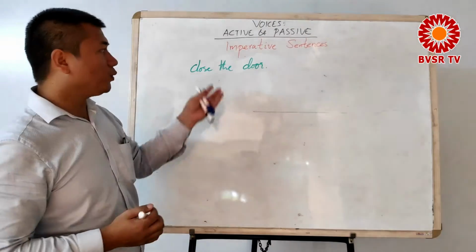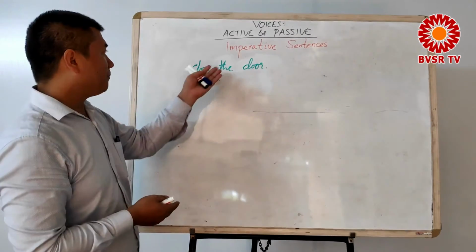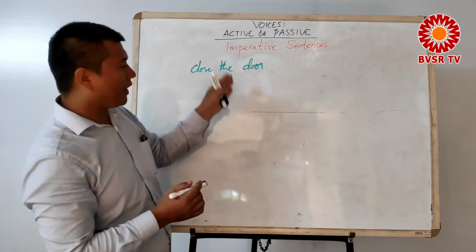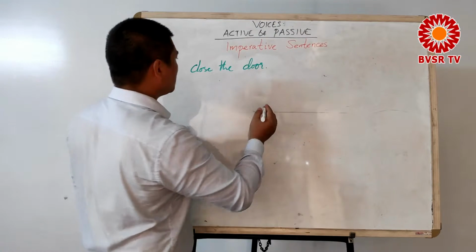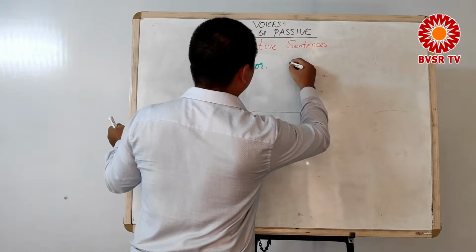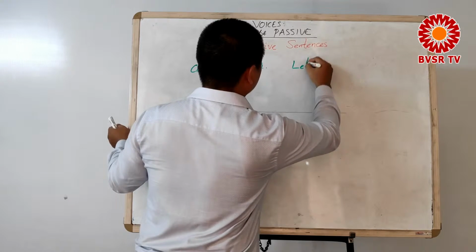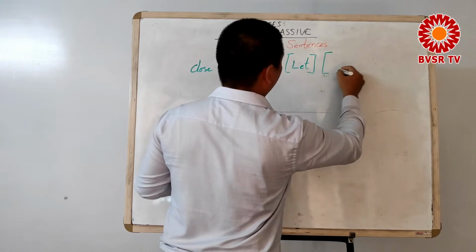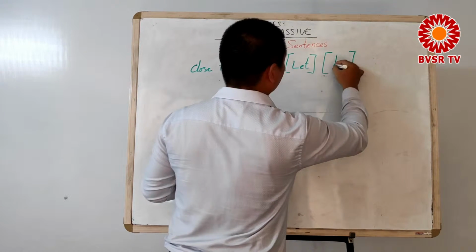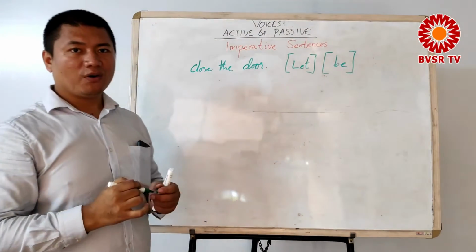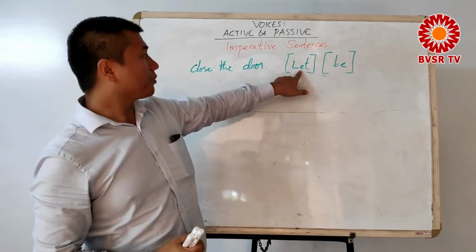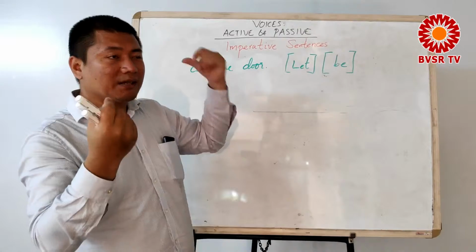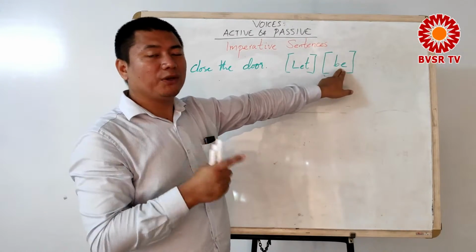So in that case, how to convert into passive voice? Keep in mind, in order to convert this active voice into passive voice, again, it is very, very simple. We just have to use the word let, L-E-T, let. And instead of using by, we have to use be. So we have two things to remember. Whenever you start a sentence, you have to start with let. And since the subject is not there, therefore we will not use by, instead we use be.